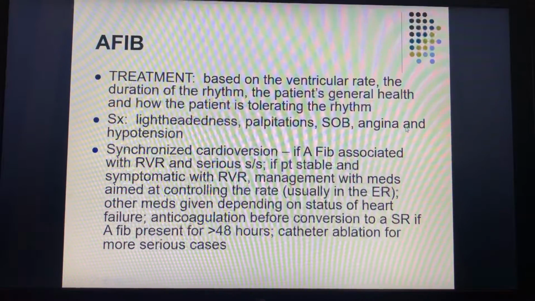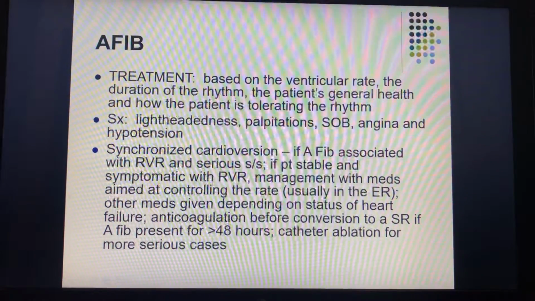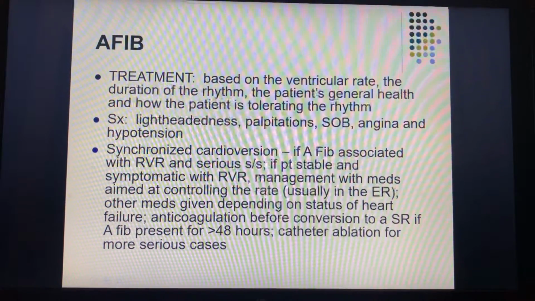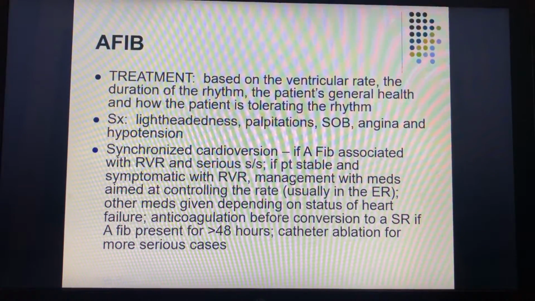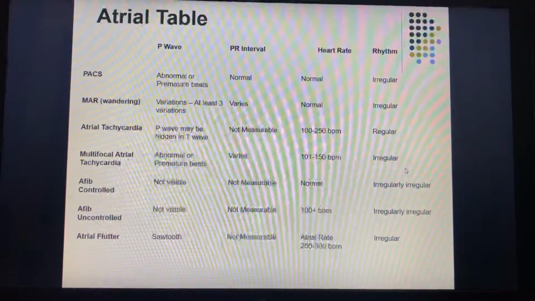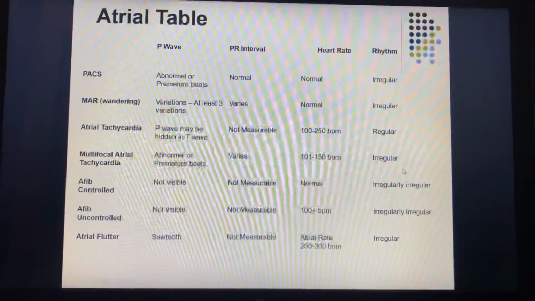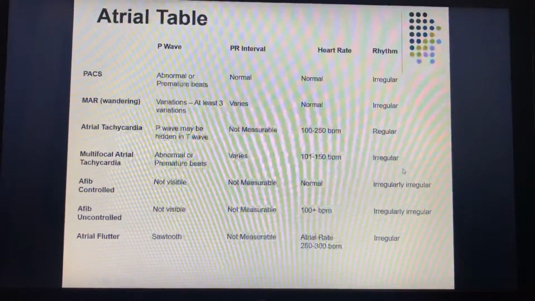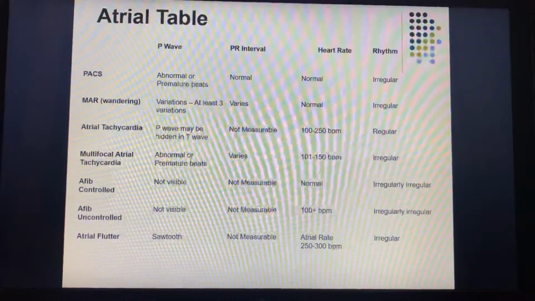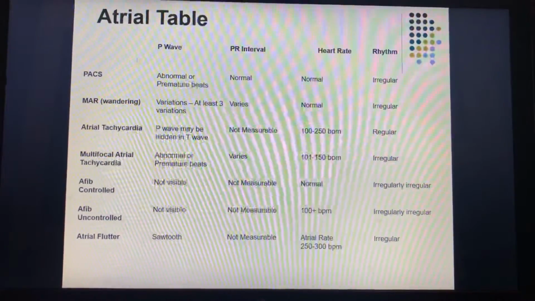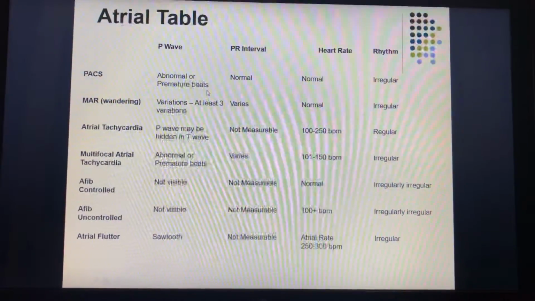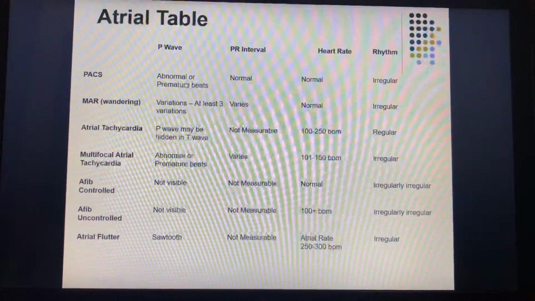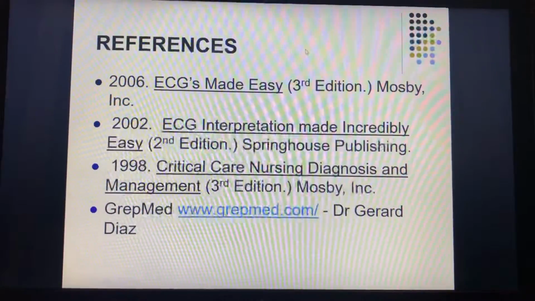Treatments, obviously going to be based on the ventricular rate. Also, they may do synchronized cardioversion. This is your table. I've included it in the last of your atrial slide, because I want you guys to see what each has. So, PACs, abnormal or premature beats. Premature. Okay, that's something else you're going to want to remember.